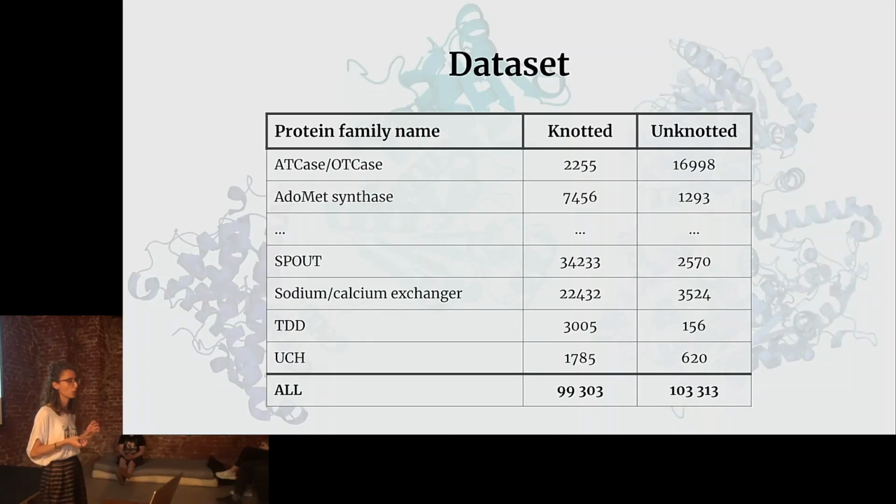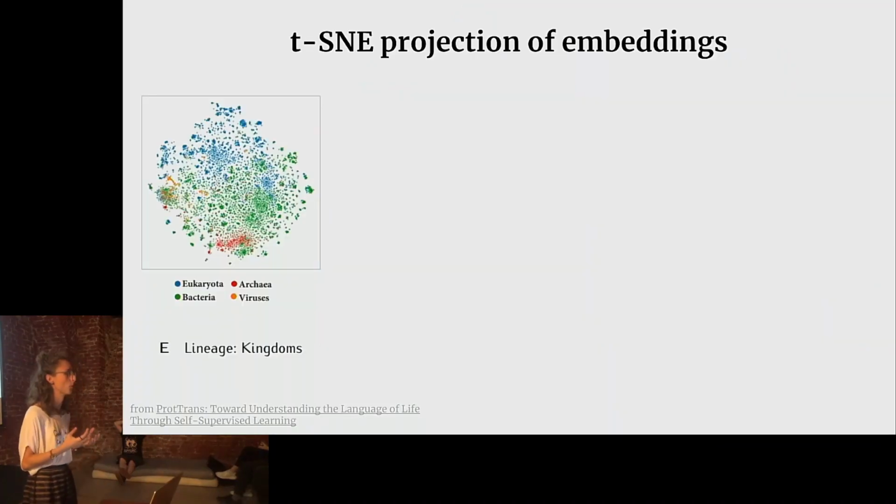The data set we got was, after all, quite nicely balanced and quite big, so it was like 200,000 sequences. It was pretty nice. And for the training, we used the ProBERT model, which I mentioned before. And even before the training itself, we were kind of curious how much the model already knows about knotted proteins.